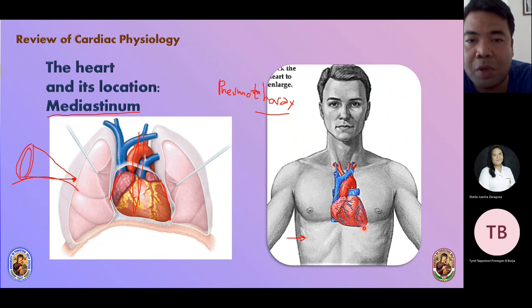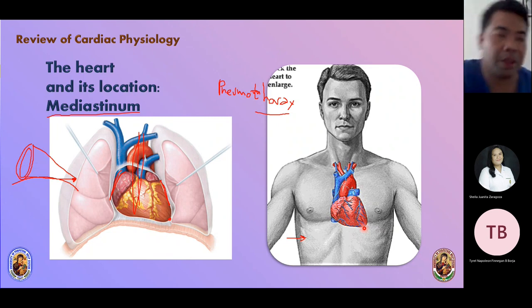So that is very important, especially kung walang pulse yung pasyente at walang available na ECG. For example, in cases of emergency, in order to detect if the heart is still beating, if you have a stethoscope, you may locate the point of maximal impulse or the apex beat of the heart using those surface landmarks. Again, it's on the left side of the chest over the fifth intercostal space, about 9 centimeters from the midline. Okay, so let us continue.